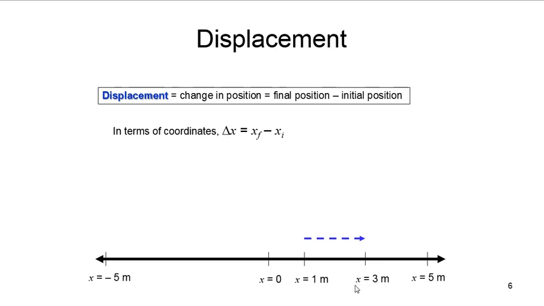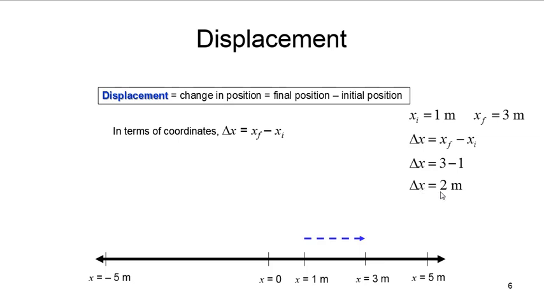You might be able to look at it and get it right. Awesome. Let's do it very slowly. x initial, where he started, is 1 meter. x final, where he ends up, is x equals 3 meters. Delta x is the difference. It's x final minus x initial, or 3 minus 1. So delta x is 2 meters. So what does that mean?